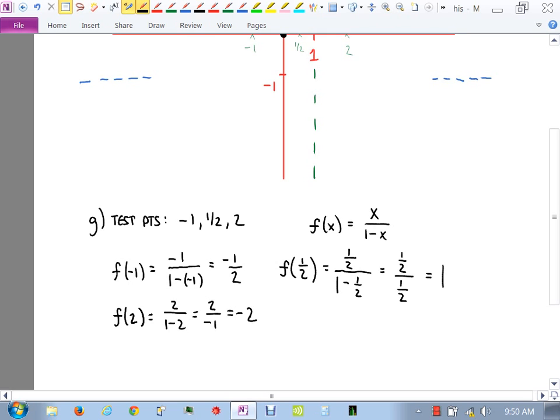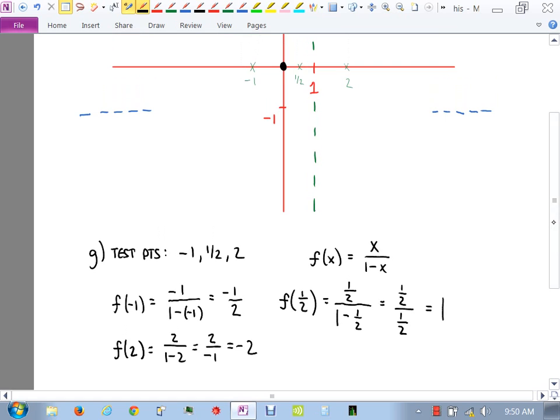Questions? Now I'm ready to go and plug these 3 points in, these test points. That means plot them, because they're part of my graph. So let's go back up and plot these.